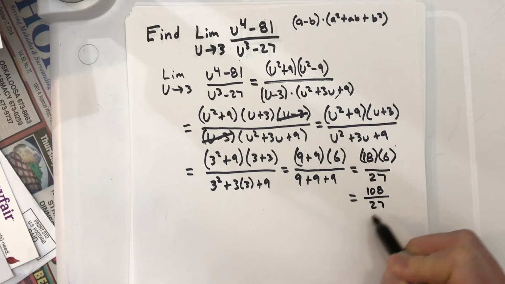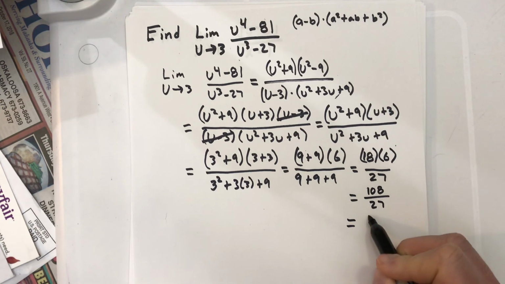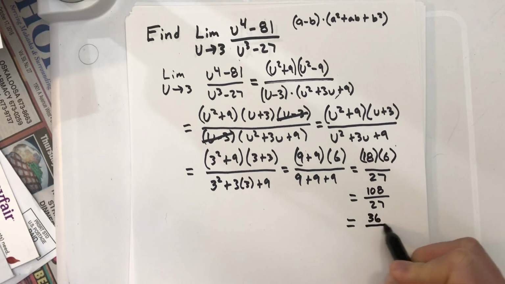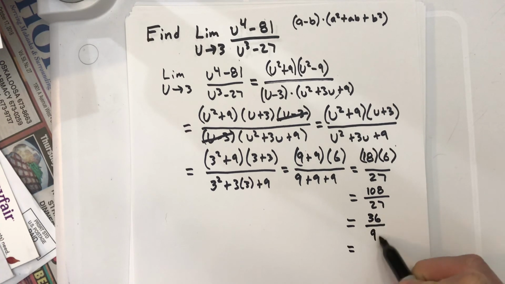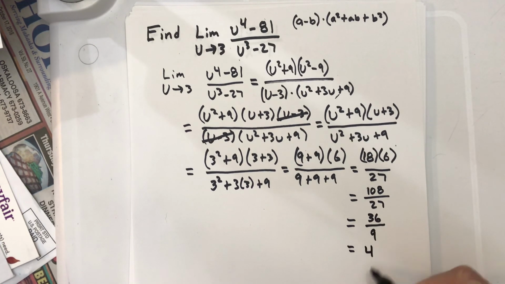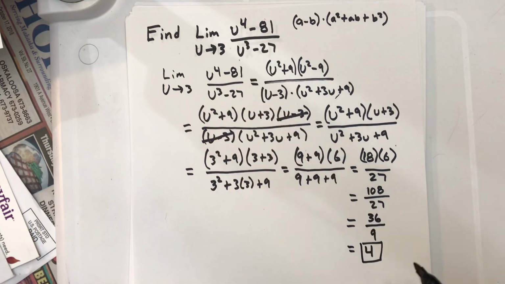And I believe you can break that down. If you divide by 3, you're going to get, let's see, 36 over 9, which then breaks down even further: 36 divided by 9 is 4. So the limit as u approaches 3 for this function is 4.